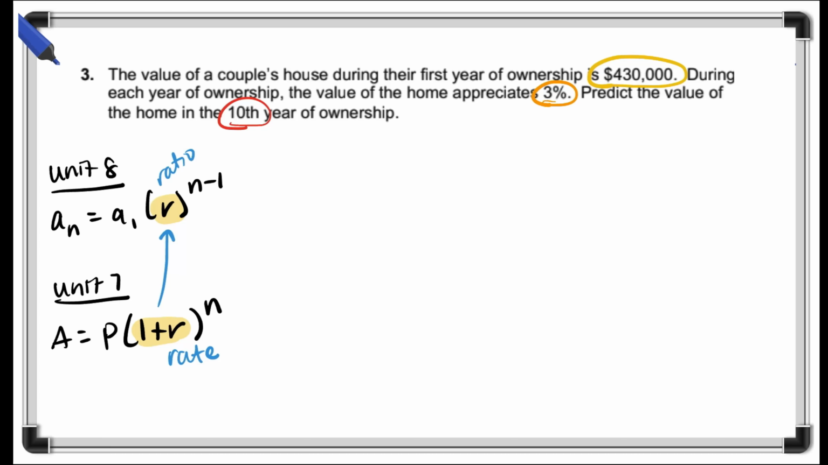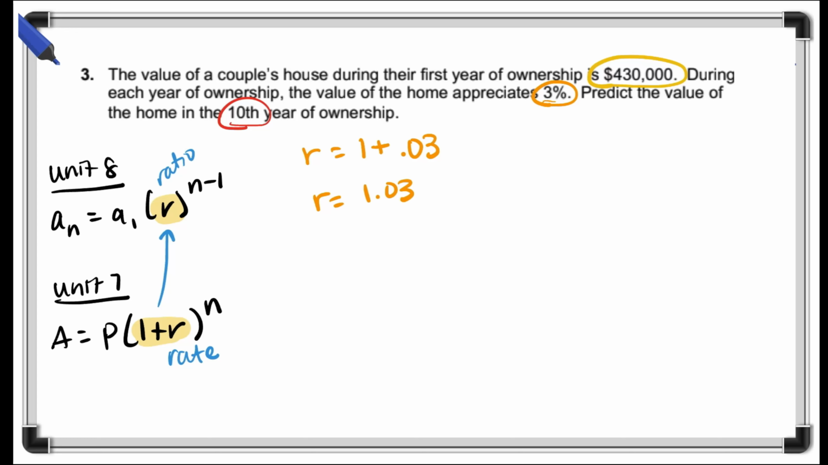So what I want you to think about is this. What you have as your r value, in this case, is 1 plus whatever is appreciating, so 0.03. So my r is 1.03. Again, that's exponential growth, right? The home value is not only at 100% or 1, it's increasing more than that.